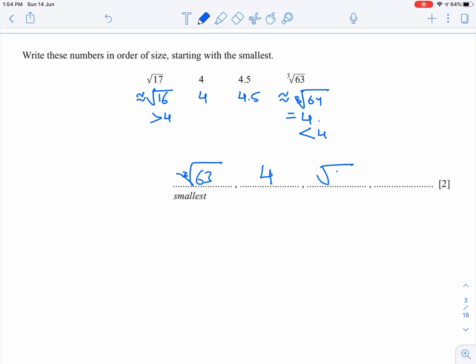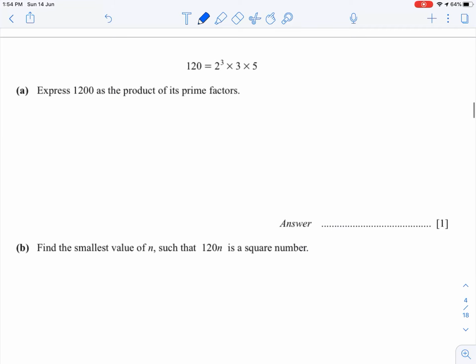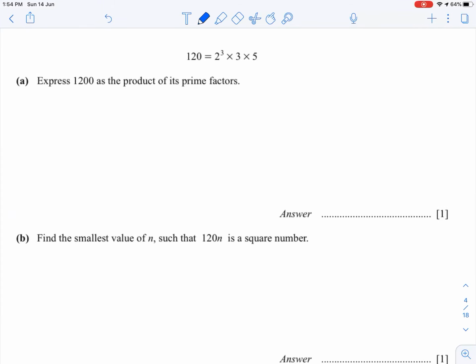So we're going to write under root 17 here, and lastly we'll write 4.5 here. Then we move on to the next question. It says the prime factorization of 120 is already given to us, and they are saying express 1200 as the product of its prime factors.